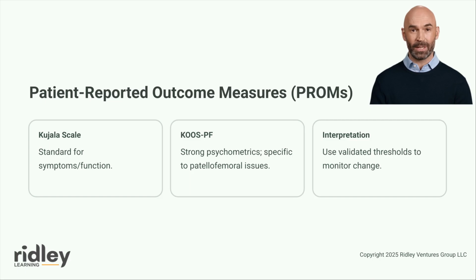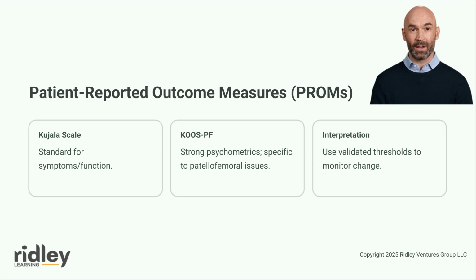The Kujala Anterior Knee Pain Scale remains widely used for patellofemoral pain assessment, comprising 13 items addressing symptoms and functional limitations. More recently, the Knee Injury and Osteoarthritis Outcome Score Patellofemoral Subscale, known as the KOOS-PF, has emerged as a preferred instrument due to superior psychometric properties and sensitivity to change. The KOOS-PF demonstrates strong correlation with the Kujala scale while offering advantages in measurement precision and interpretability. Validation studies have established clinically meaningful thresholds for interpreting patient-reported outcome scores.